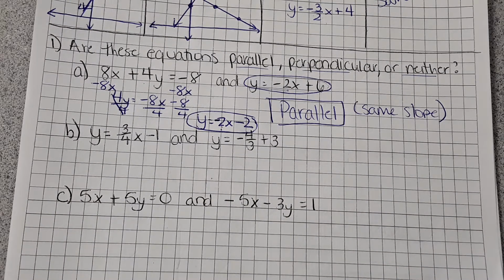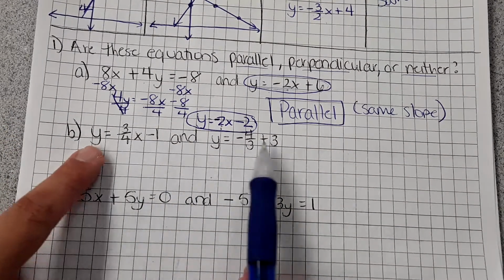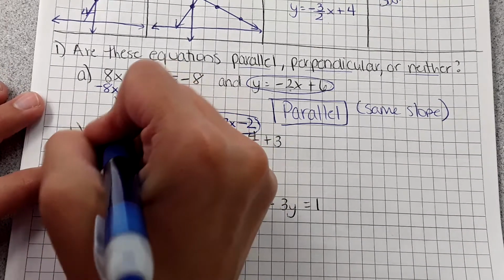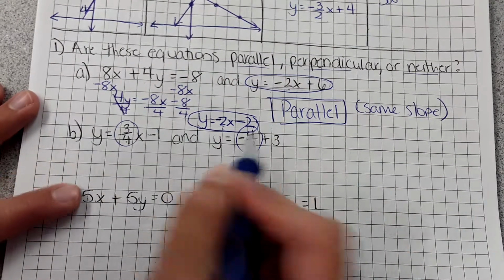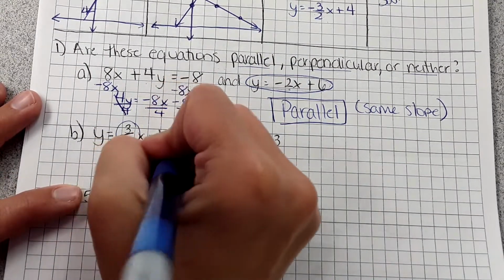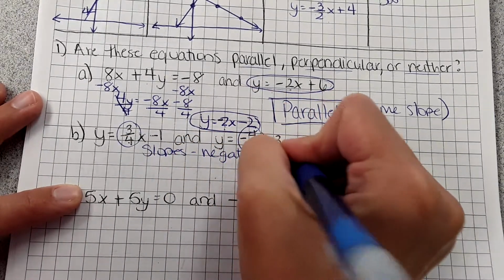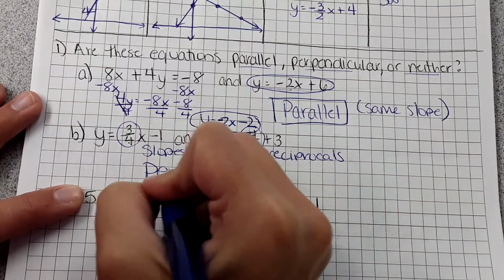For B, the next one, you actually don't have to rearrange the equations. They're both in y-intercept form, or slope-intercept form. I look at the slopes. They flip the fraction and make it negative, so that means the slopes are negative reciprocals. And that means that these two lines are perpendicular.